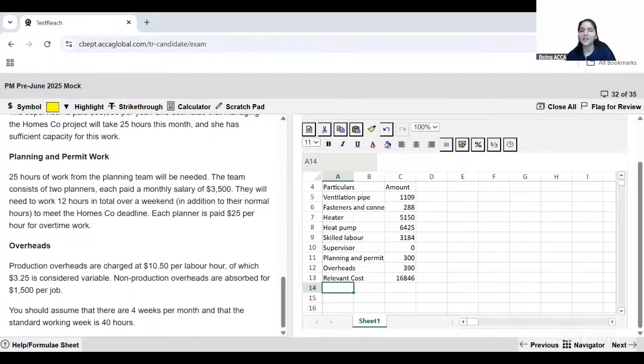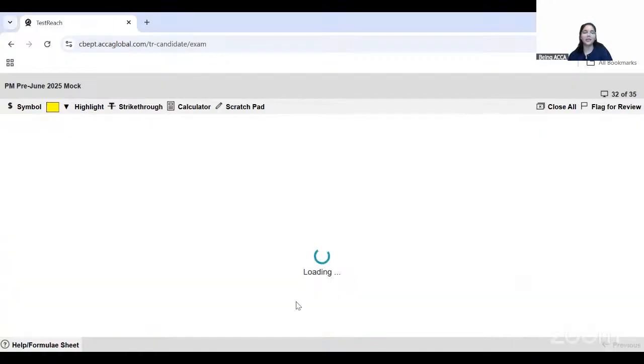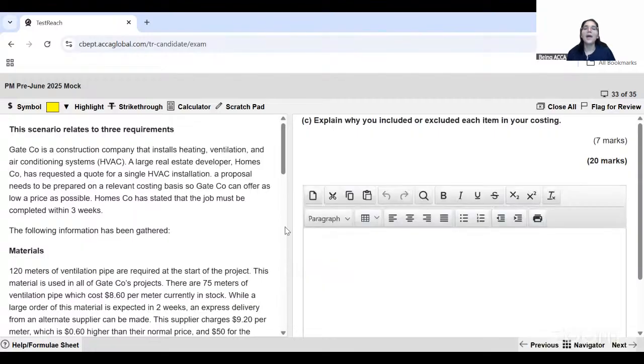Okay. So if you're all with me till here, I will now move ahead to the part C that pertains to this case study. Part C is a 7-marker requirement which wants us to explain why we included or excluded each item in our costing. So here we have to give the justification for each and every item, whatever we took and whatever we had excluded. So let's start giving our justifications.